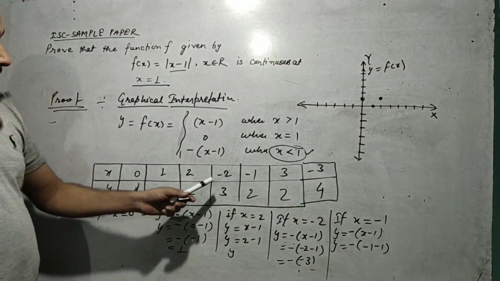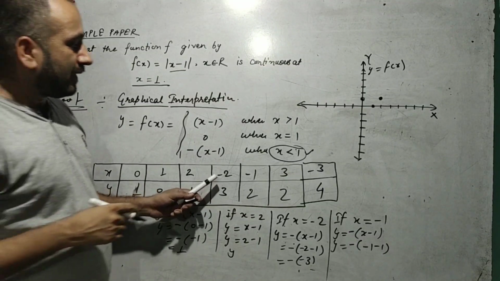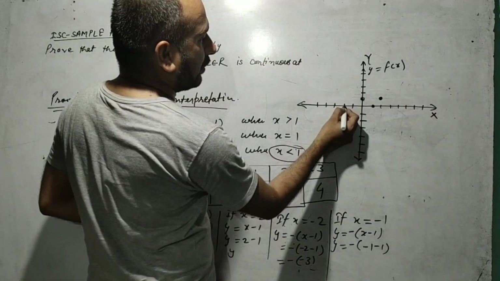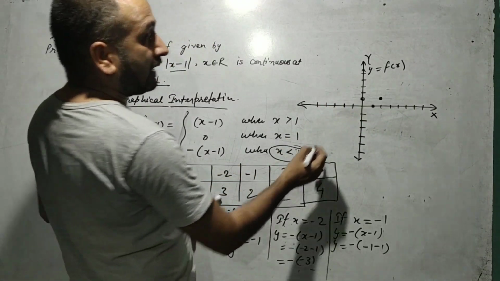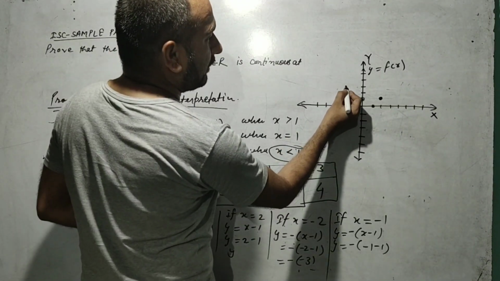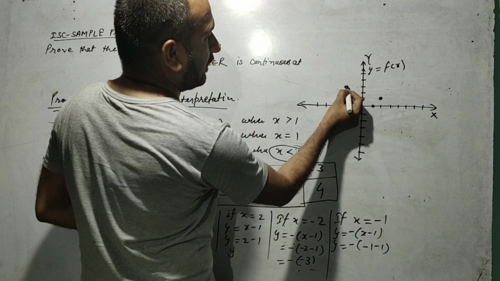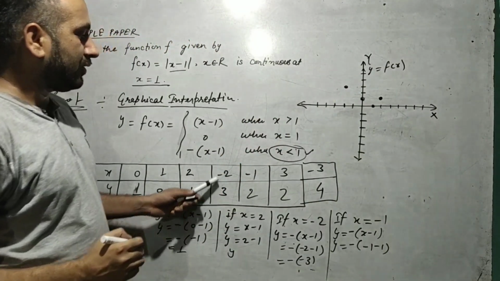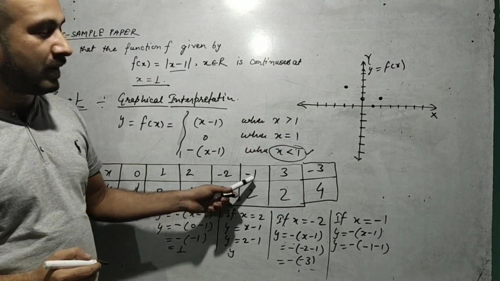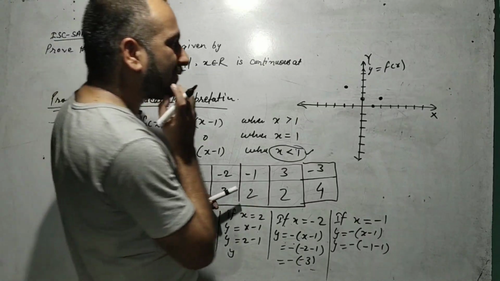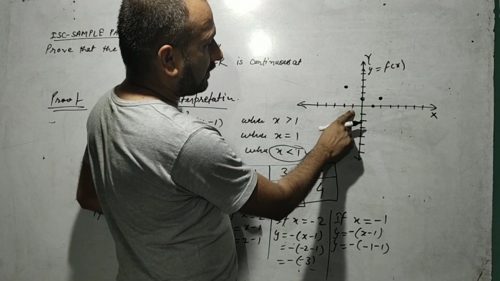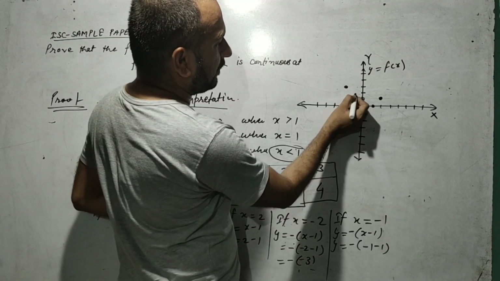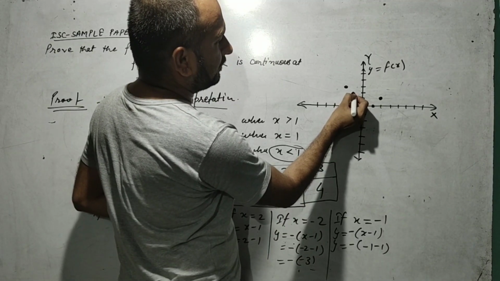Next is what? If x is minus 2, here at this point. Okay students, x is minus 2 here, so y is positive 3, means this point here. This is the point. What are the coordinates of this point? Minus 2, 3. Next is minus 1, 2. Where will be minus 1, 2? x is minus 1 and y is positive 2 here at this point.